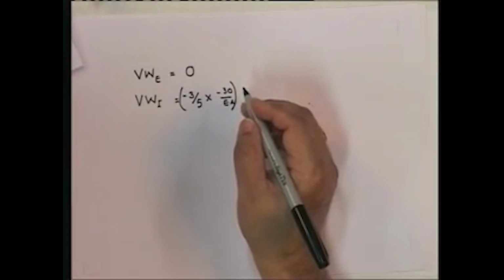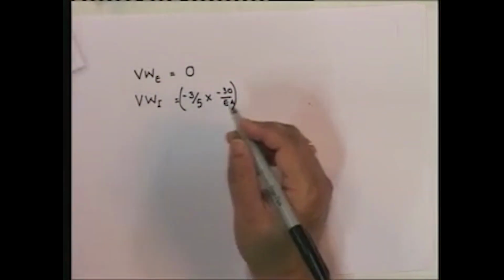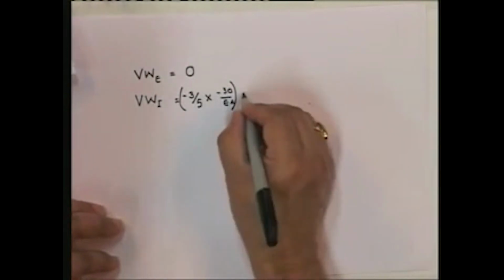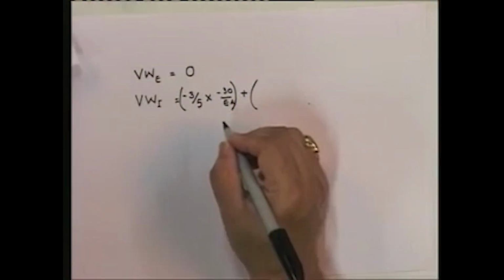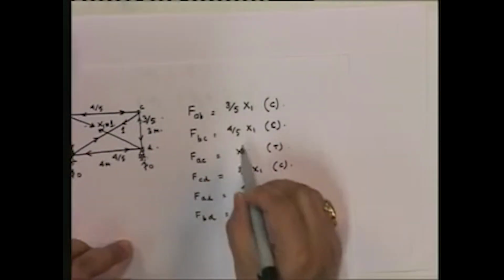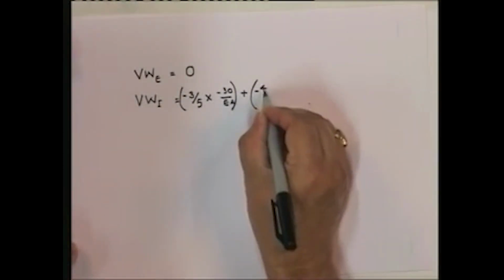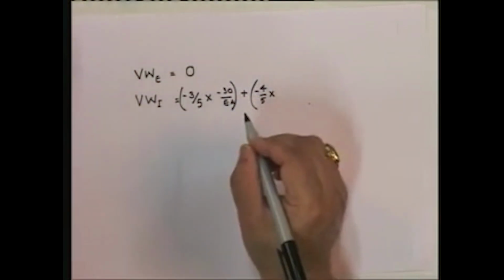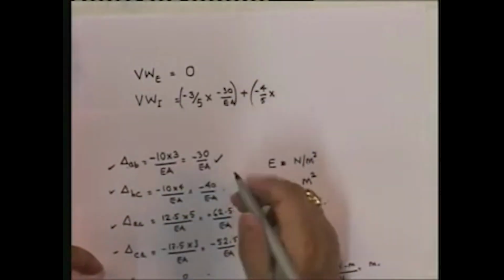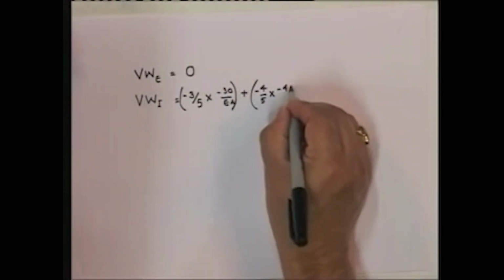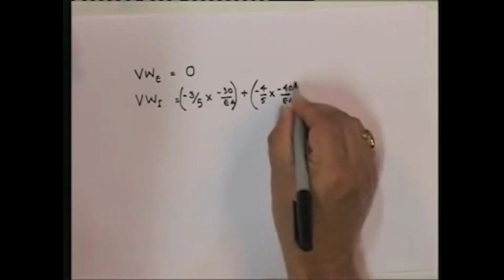Now let's go from AB to the next member. The next member is BC. So let us look at BC. What is the virtual force in BC? The virtual force in BC is 4 by 5 times 1, compressive. So if we put a unit force, it's going to be 4 by 5. So that's going to be compressive, minus 4 by 5 multiplied by the real displacement, which is minus 40 upon EA.